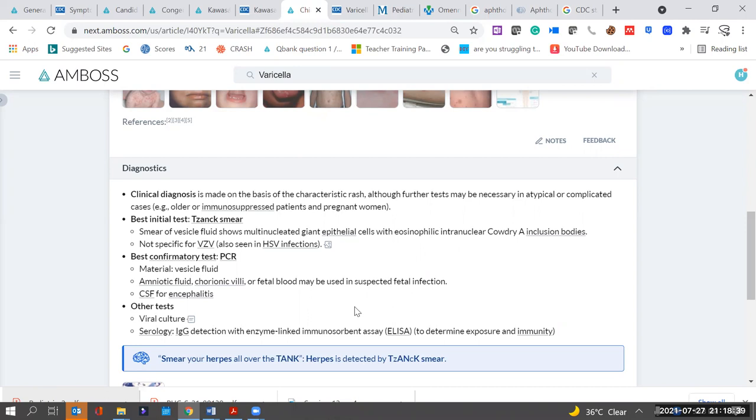And on the basis of the Zanck smear, we can easily diagnose it's a varicella infection. There is no need to even go for PCR. That's again expensive as well. But if they're asking, we can think about PCR. In between, we have viral cultures also. So Zanck smear, viral culture, and then PCR.